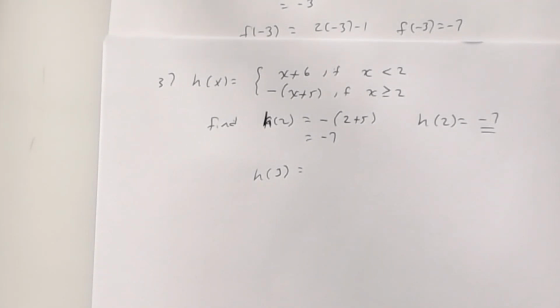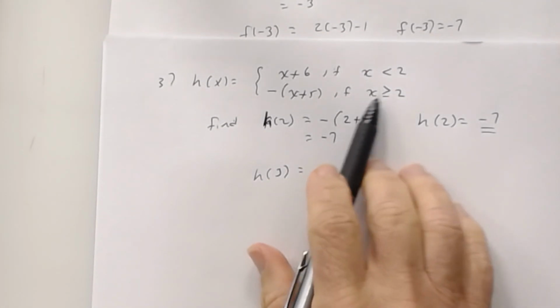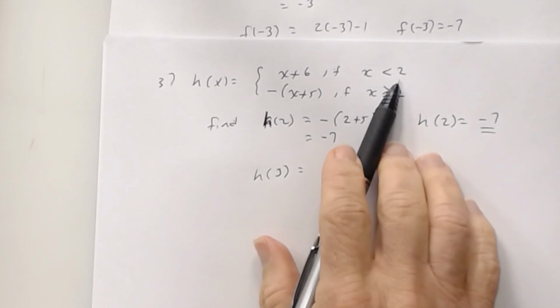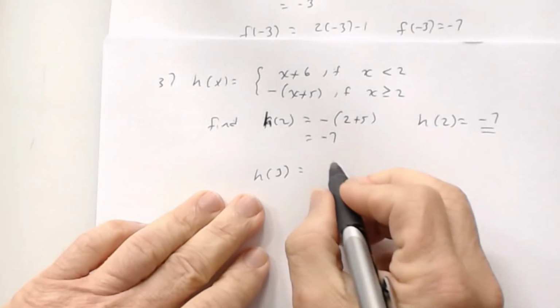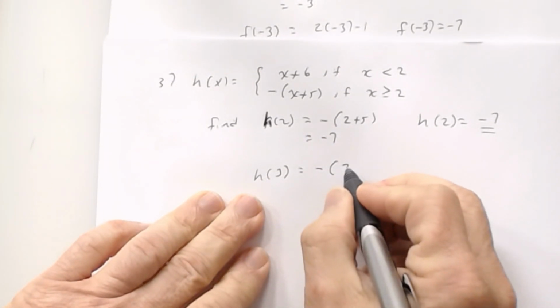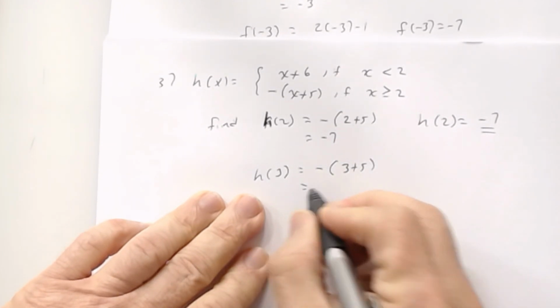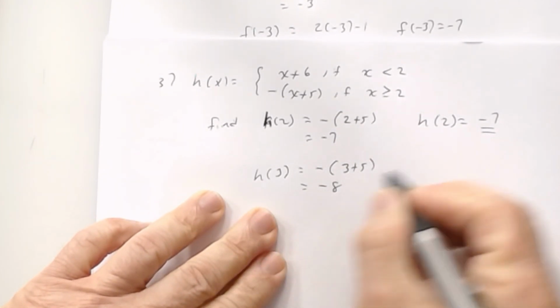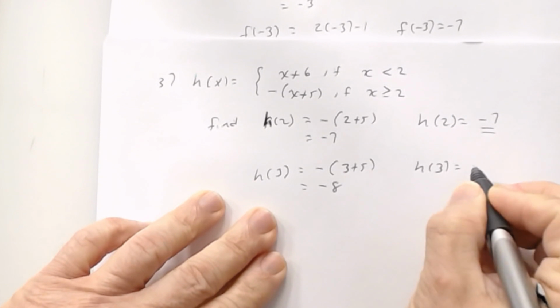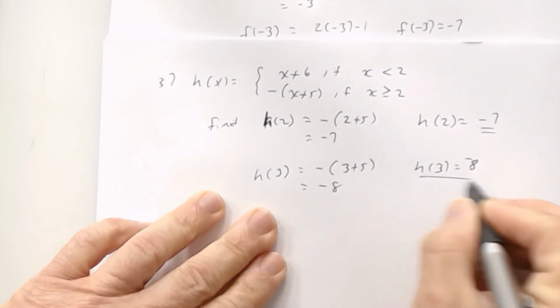The bottom, right? Because 3 is greater than or equal to 3. 3 is not less than 2. So you're going to say negative in parentheses 3 plus 5. So it becomes a negative what? 8. So h of 3 equals negative 8.